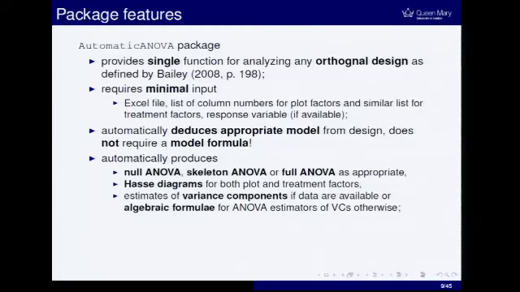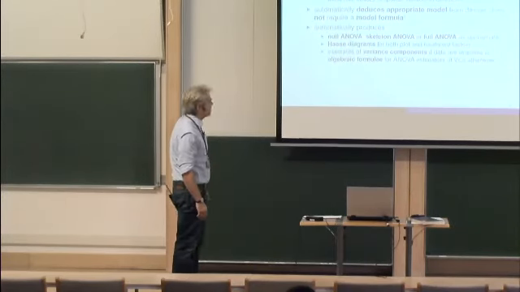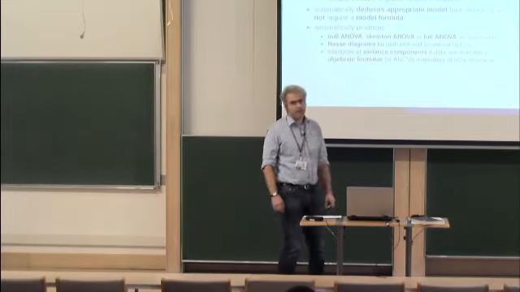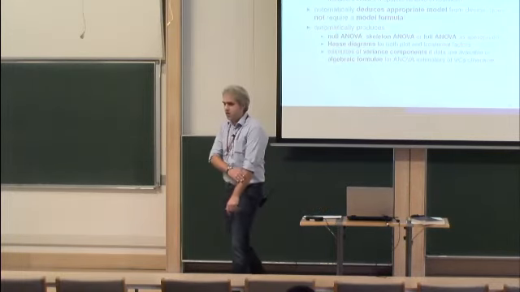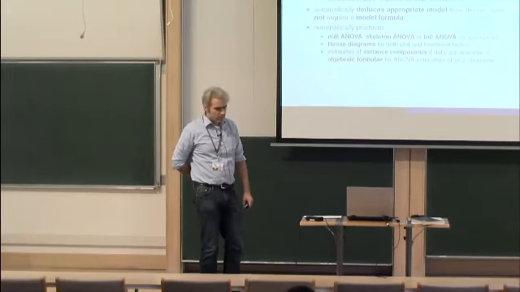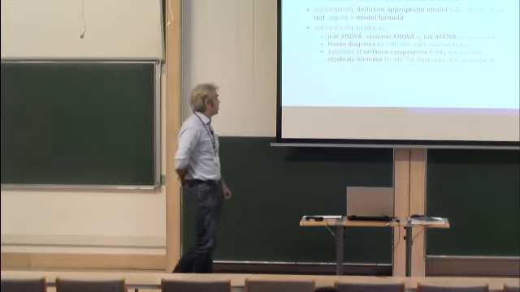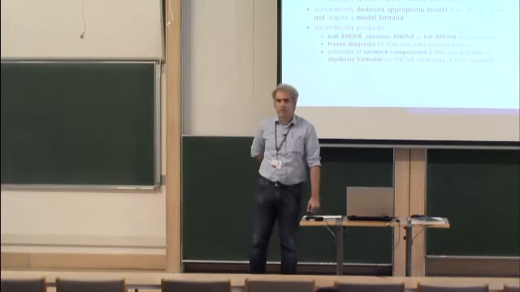What does the program then produce? It automatically gives you what is called, and I need to explain that later on, the null analysis of variance, the skeleton analysis of variance. So these can be obtained even if you have no data, and it gives you a full ANOVA if you have data. It also produces some diagrams, some graphics, which are very important in Rosemary's approach, and they really aid in understanding. So Hasse diagrams, we get one for the plot factors and one for the treatment factors.